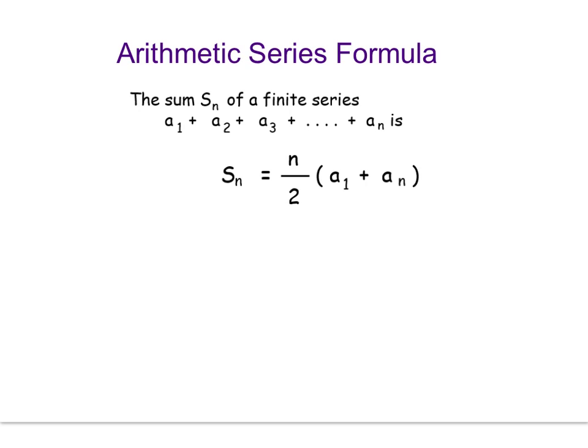So, of course, we're going to have a formula for an arithmetic series. Finding the sum of a finite series, our formula is Sn equals n over 2 times the sum of a1 plus an. Well, we need to talk about what these little parts are. A1, specifically, we know what that is already. That's the first term that we're adding up in our series. An is whatever the last term is that we are adding up.